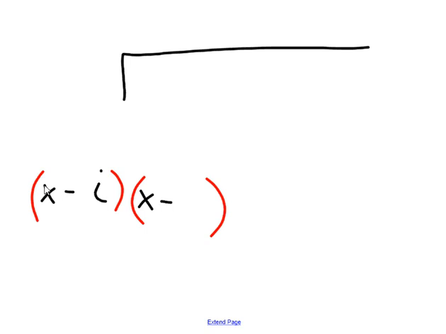But remember how they always come in packages of 2? If i is a root, then what do you also know is a root? Negative i has to also be a root. So I'm going to put negative i right there. Don't try to do this some other way. I'm telling you, you've got to start with x minus and x minus. It really, really, really helps.